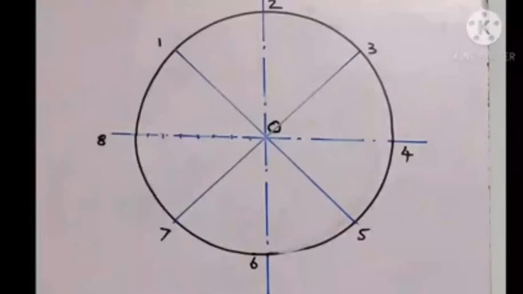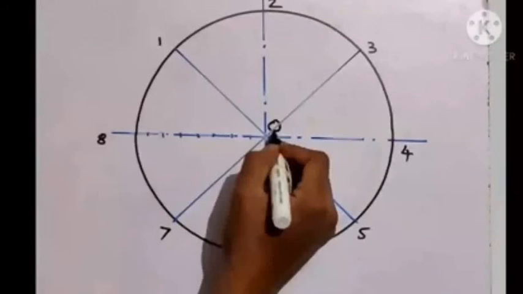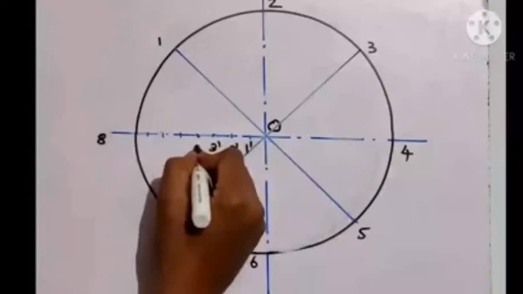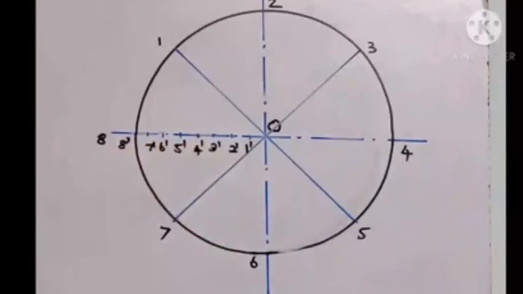From the center you need to move away, something like this. The center should be 0, and this will be 1 dash, 2 dash, 3 dash, 4 dash, 5, 6 dash, 7 dash, and 8 dash. So the 8 and 8 dash should collide.